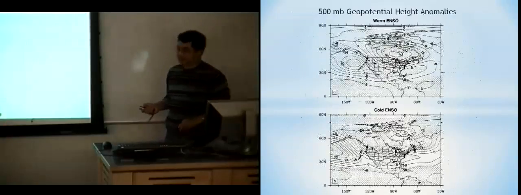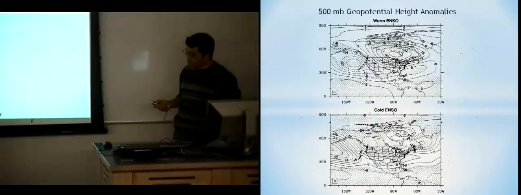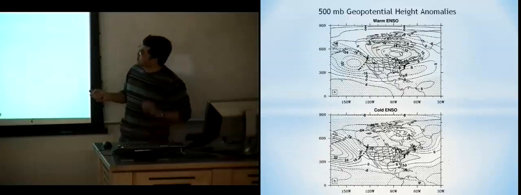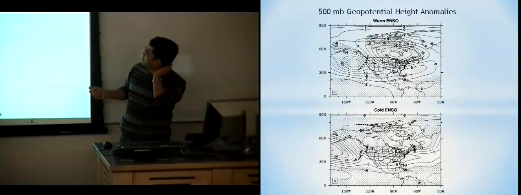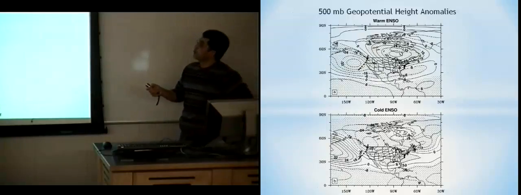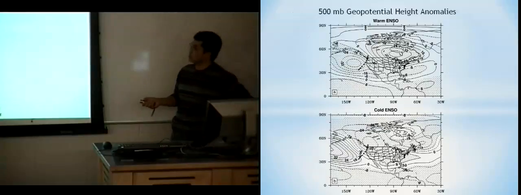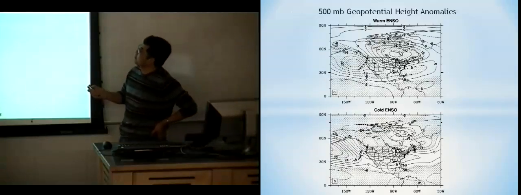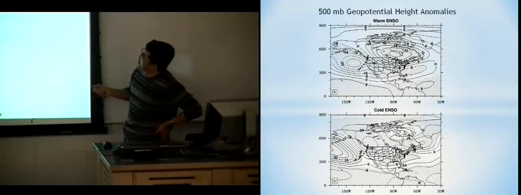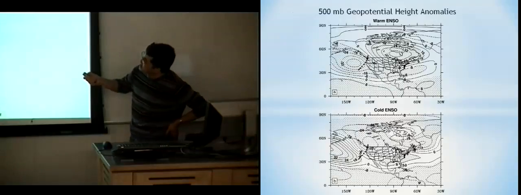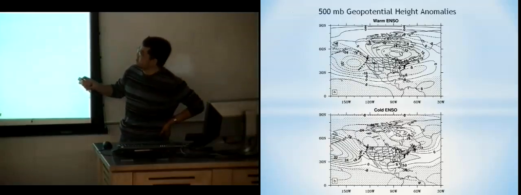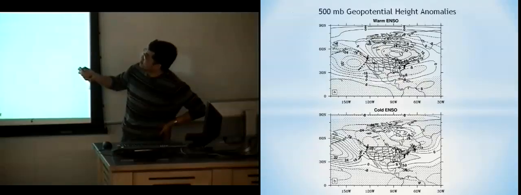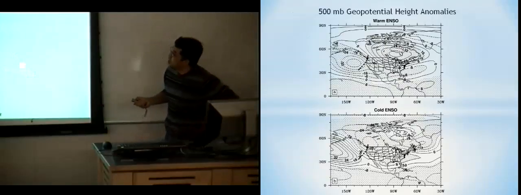So this is the atmospheric circulation pattern, the anomalous pattern during the ENSO period. The top one is for the warm ENSO, the bottom one is for the cold ENSO. This is for 500 hPa geopotential height anomalies. The dashed lines here are negative anomalies. Solid contours here are positive anomalies.